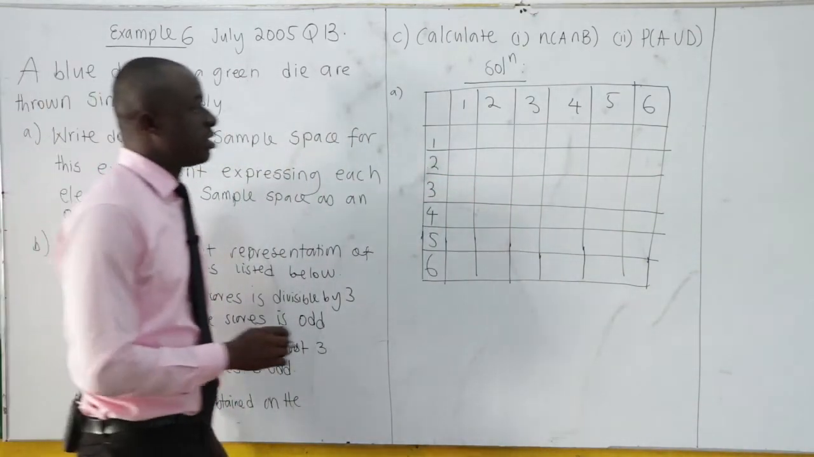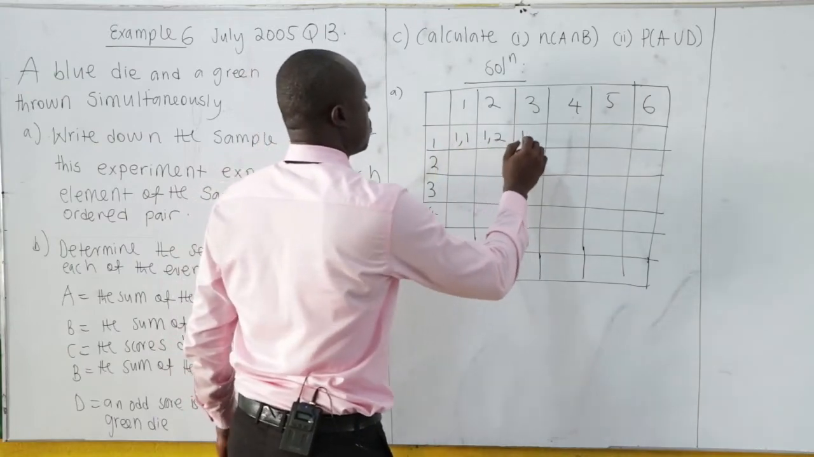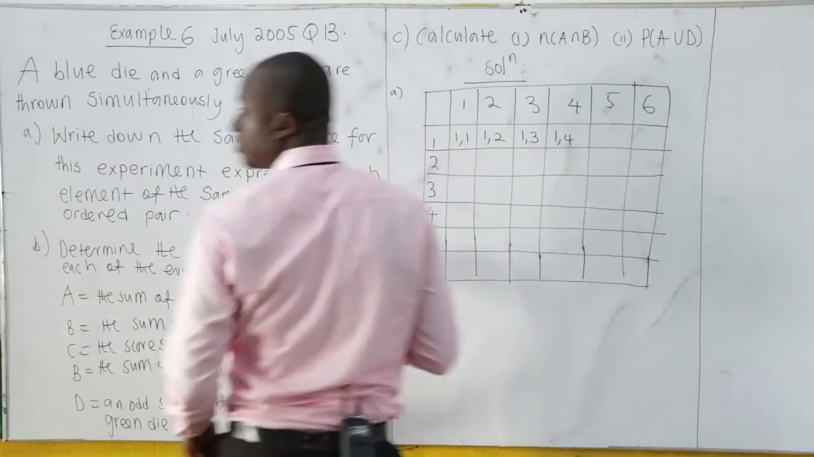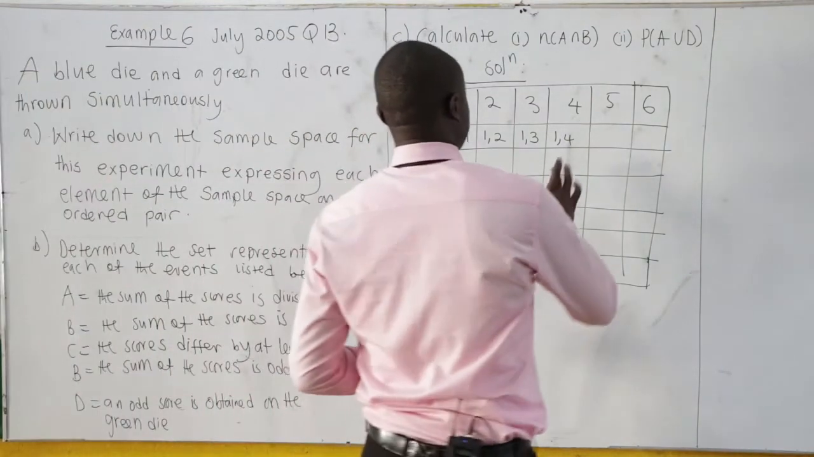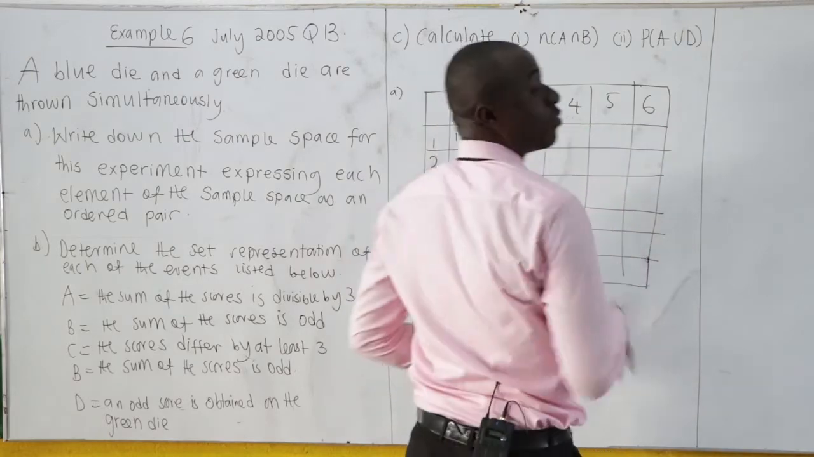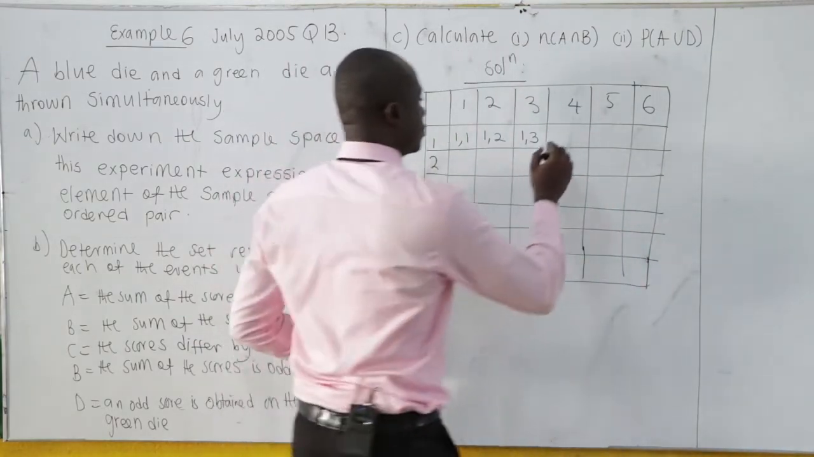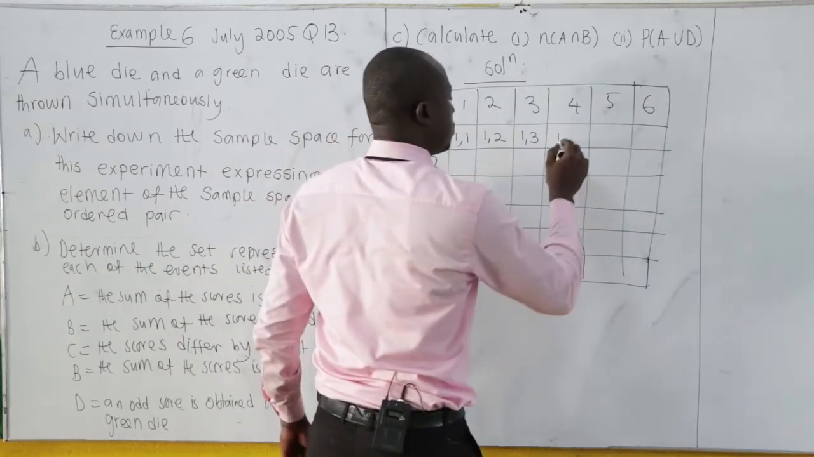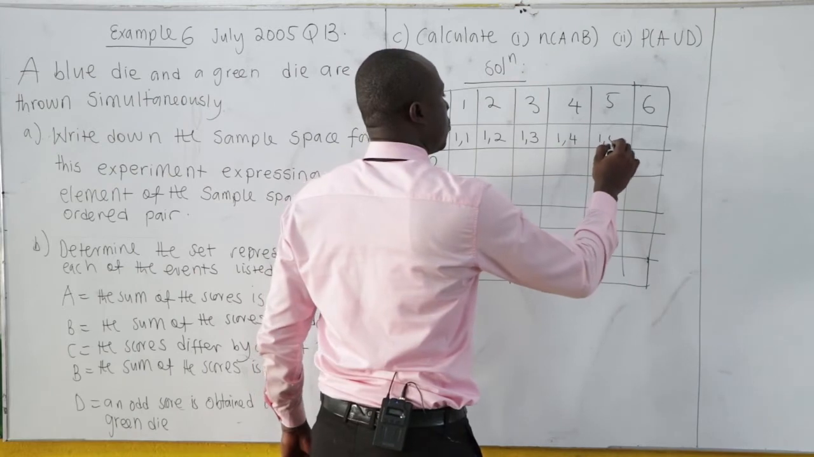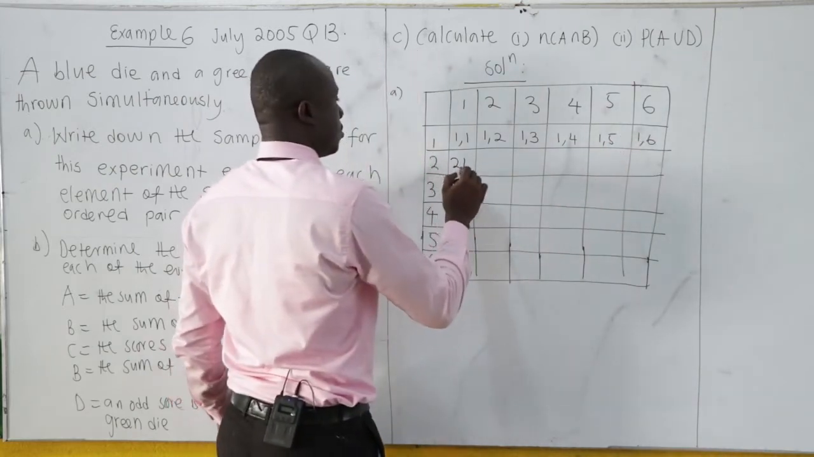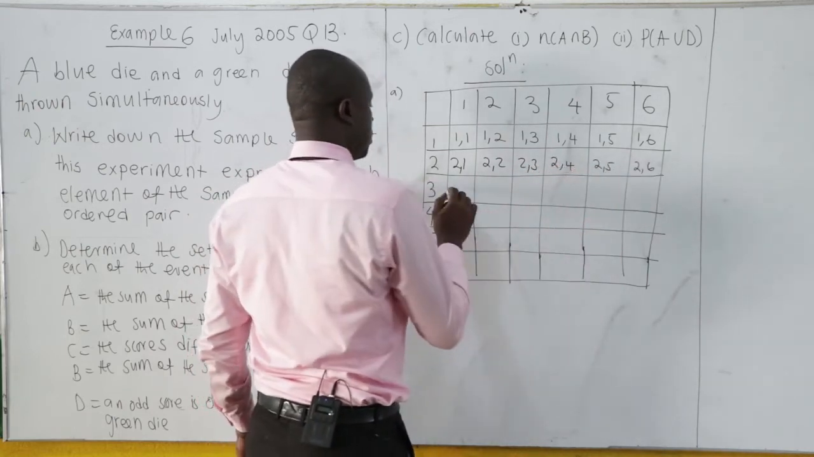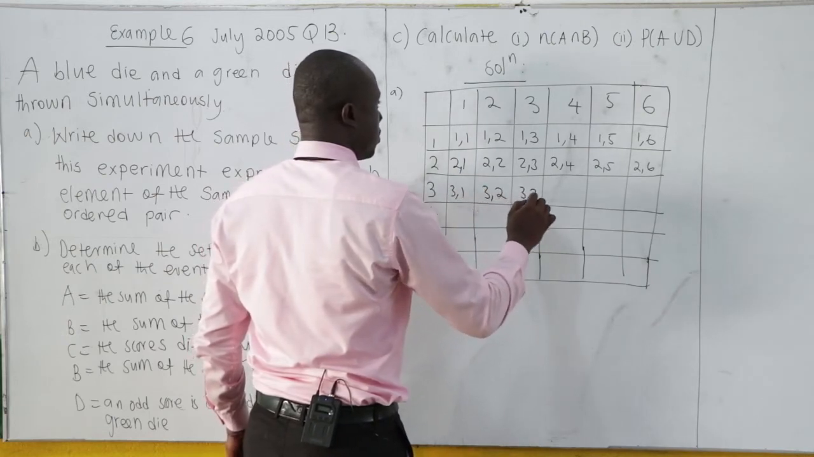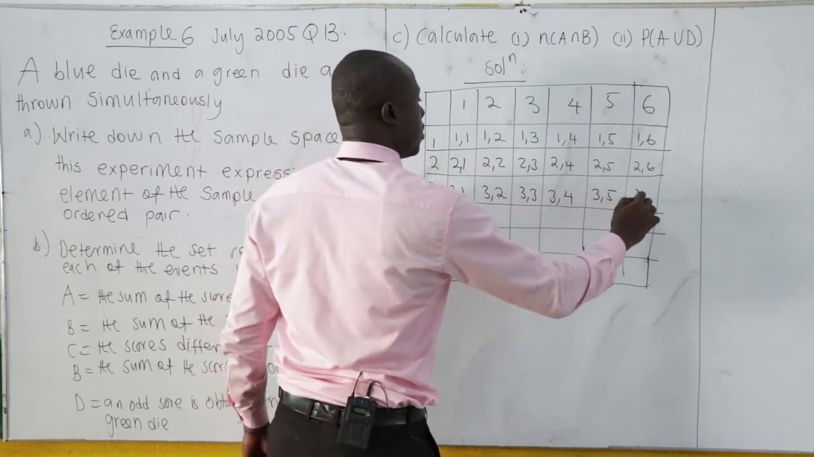Now let's express as ordered pairs. So that'll be 1,1; 1,2; 1,3; 1,4; 1,5; 1,6; 2,1; 2,2; 2,3; 2,4; 2,5; 2,6; 3,1; 3,2; 3,3; 3,4; 3,5; 3,6.